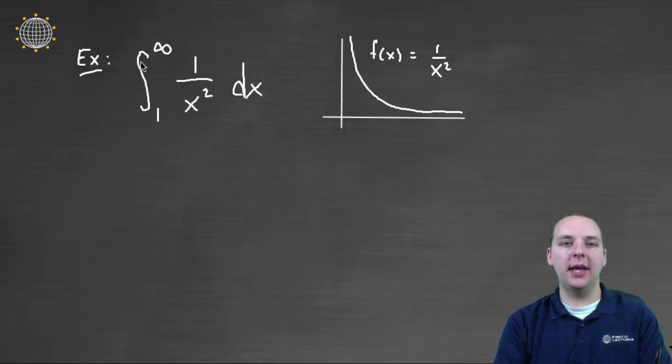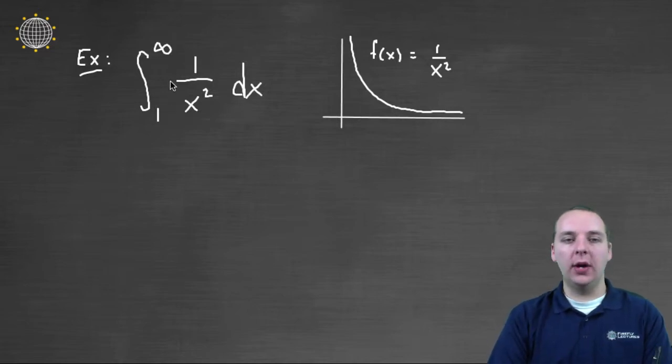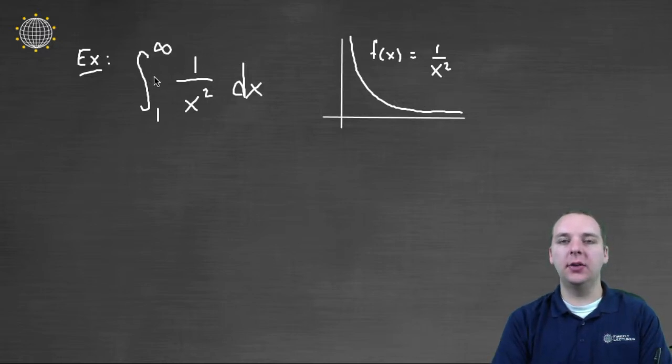In this example, we're being asked to integrate 1 over x squared on the interval from 1 to infinity. Now, we're not going to be able to handle this like a traditional area under a curve problem because there's something about this integral that violates the fundamental theorem of calculus.